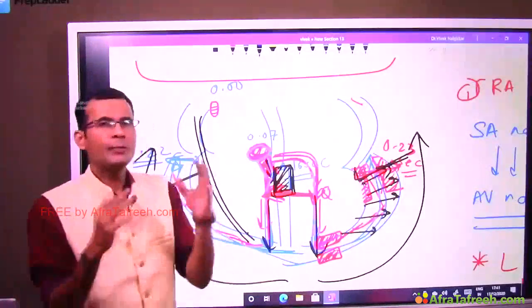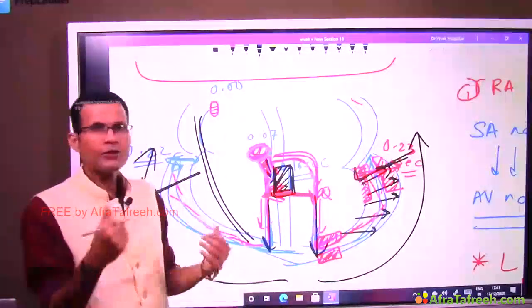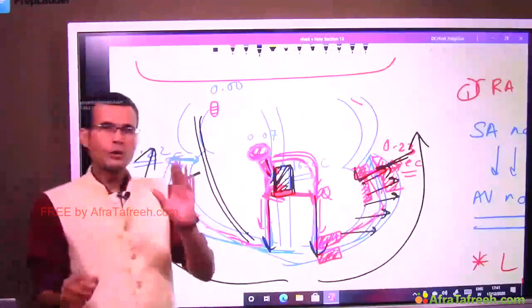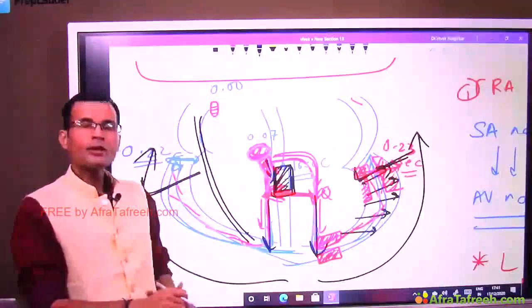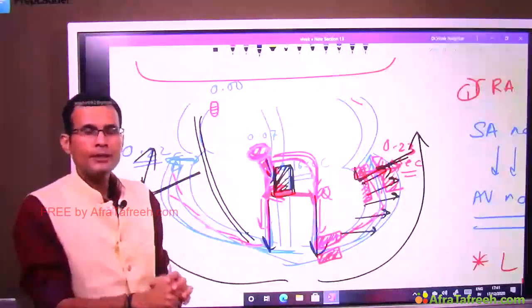Now, what is the logic behind it? I mean, how is it beneficial? Look, after all, interventricular septum is a muscle. It's made up of muscle.